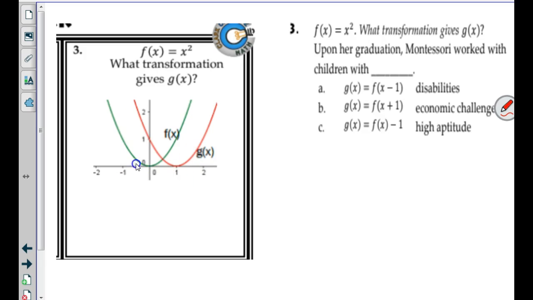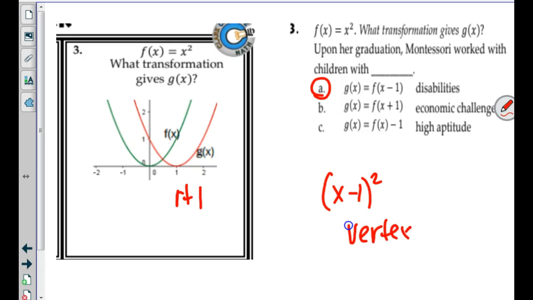So the green one came first over here, and then it moved right 1. So how would we do that? It's changing x values, but remember inside the parentheses it does the opposite. So even though it went right, it's minus 1, yes. Remember this, if you had this for a parabola, the vertex would be at 1, 0. Does that help everybody? It's the opposite inside the parenthesis, okay?